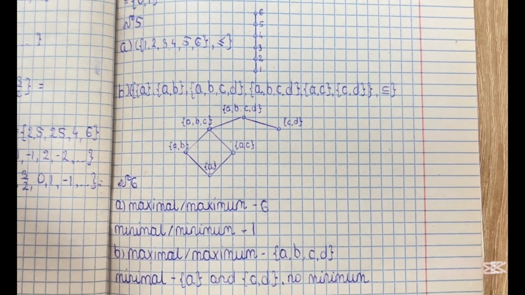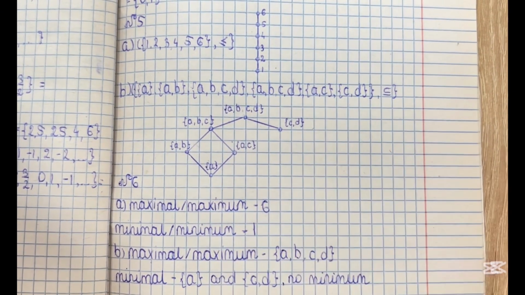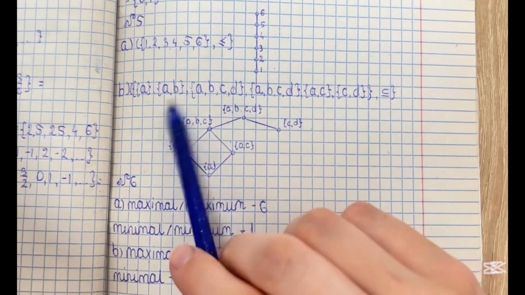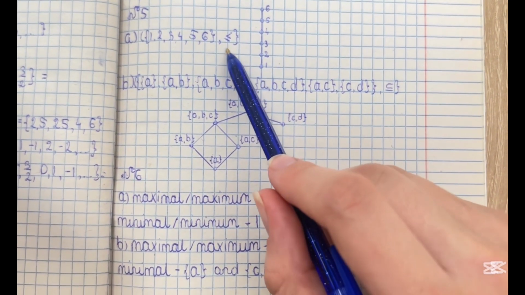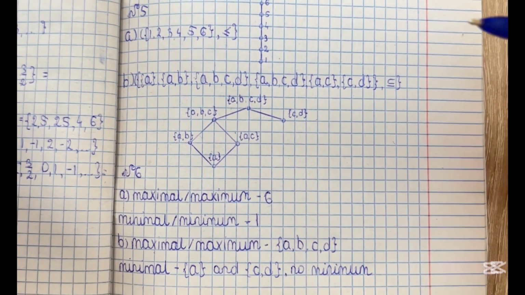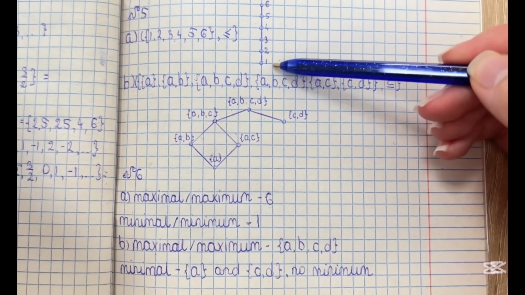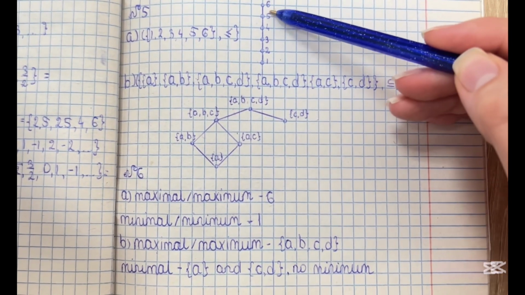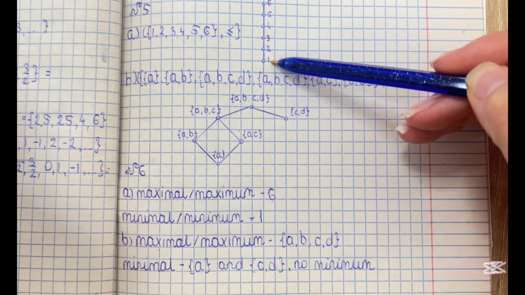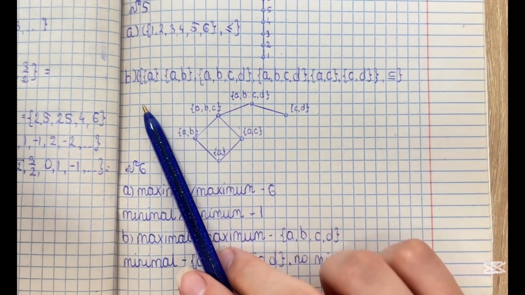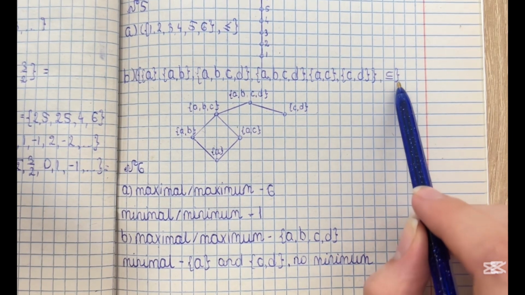Now let's continue solving the fifth section, and we'll start with the fifth task. In parts A and B, we should draw the Hasse diagrams for the given sets. So in part A, we have the sign less than or equal to. That's why we will just draw a simple vertical line containing all elements in such order that on the top we have the biggest element and on the bottom we have the smallest element.